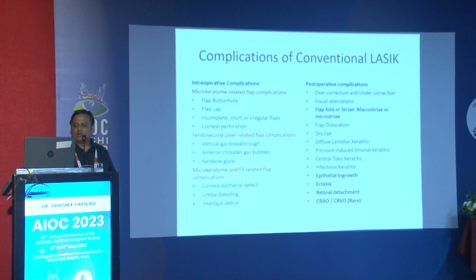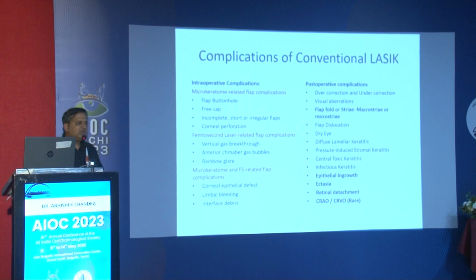That is known as microstria. You can have a flap dislocation post-operatively. You can have a very severe dry eye, especially if you have not taken care in the early period. You can have a DLK or diffuse lamellar keratitis. There can be a pressure-induced stromal keratitis, central toxic keratitis, infectious keratitis.